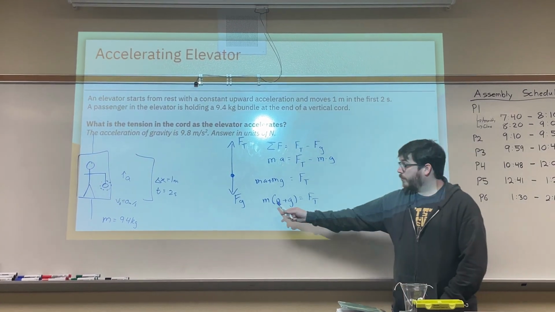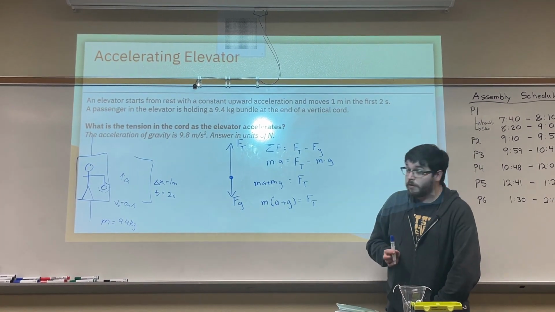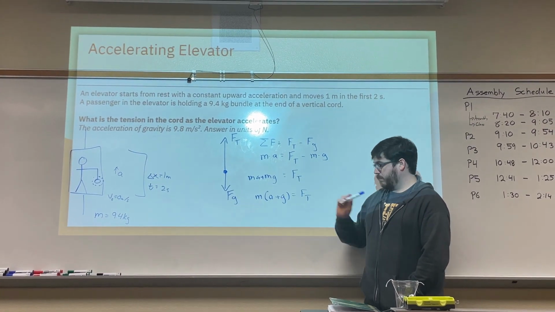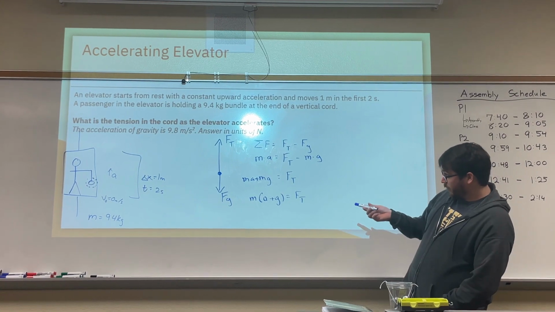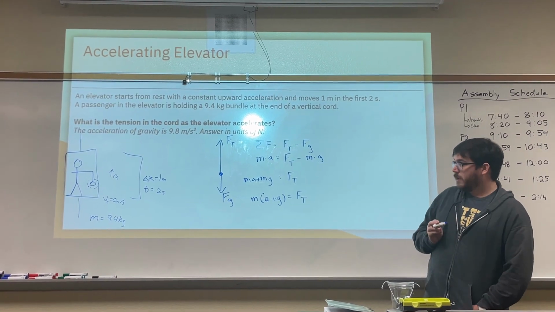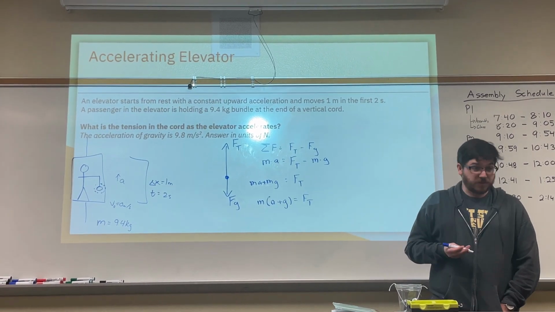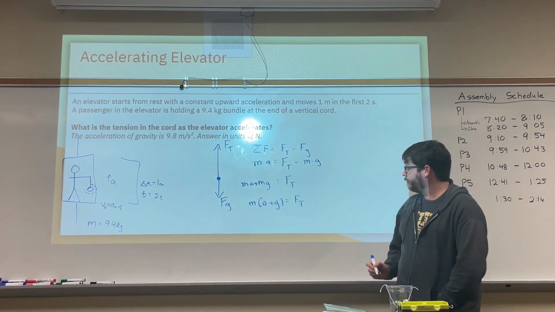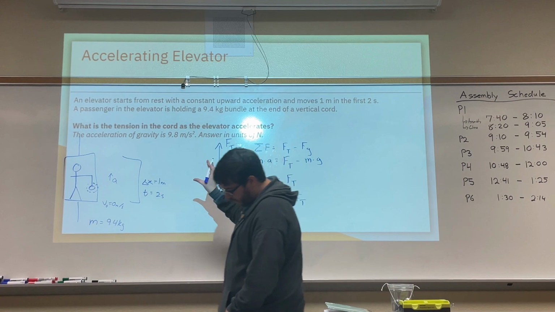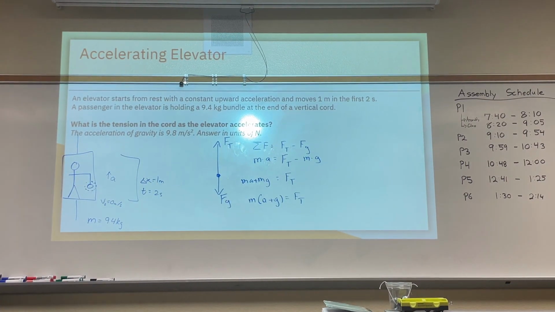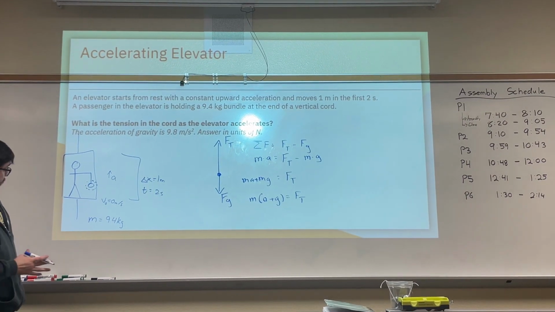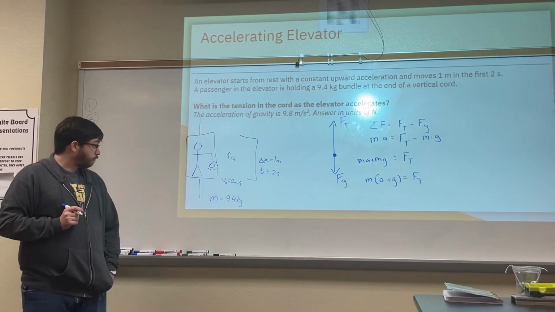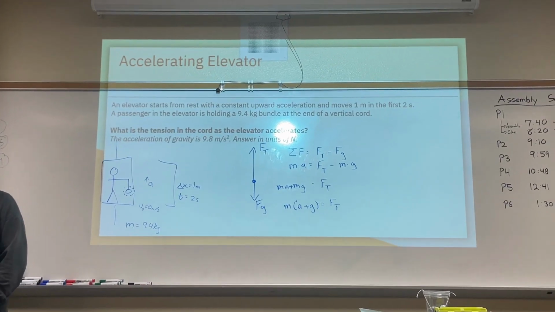Now for me, I know the mass. The mass of my system is 9.4 kilograms. My acceleration, I don't know yet. And my gravitational field strength, or the gravitational acceleration, is 9.8 meters per second squared. So I need to solve for my acceleration before I can come back and solve for my Ft. So this is where I'm going to have to use my kinematics. I am provided with all of this information. I need to solve for the acceleration here.